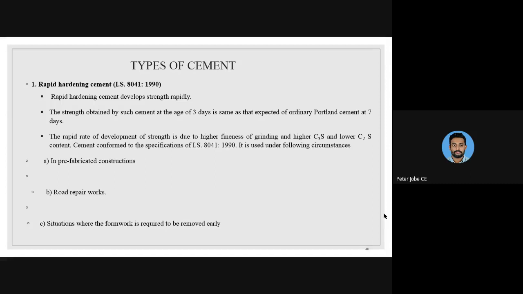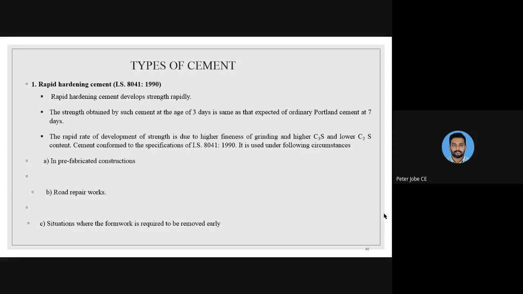There will be a small difference in the constituents. However, the function will be almost the same. And depending upon our requirements and the purpose, we will just change its properties. So hence, several types of cement will be available. The first type of cement is the rapid hardening cement. As per the Bureau of Indian Standards, Indian Standard Code 8041 1990, the specification of this cement is mentioned in that particular code.